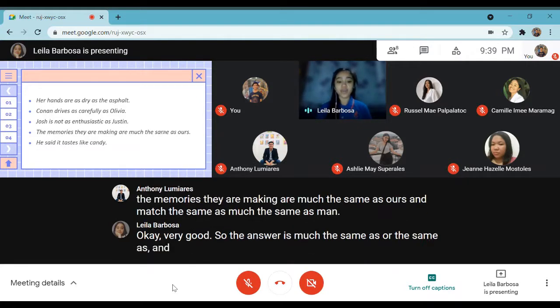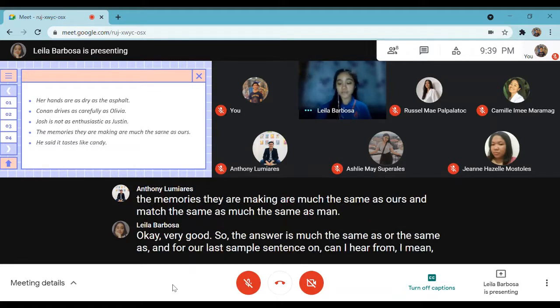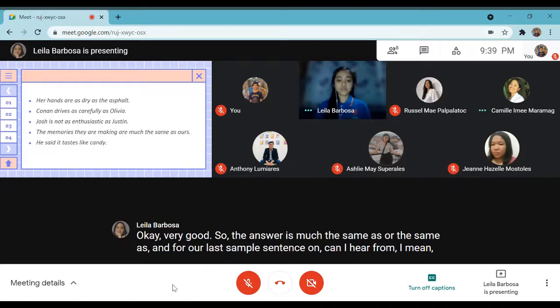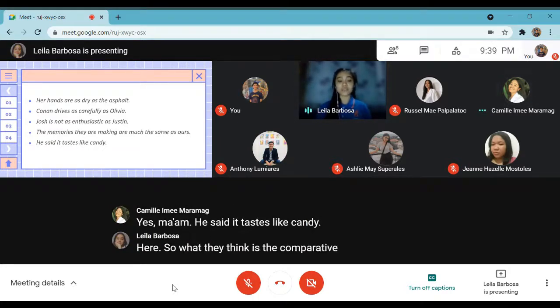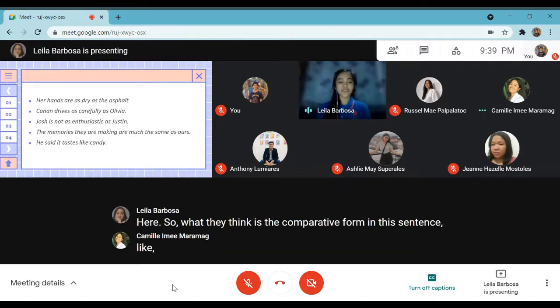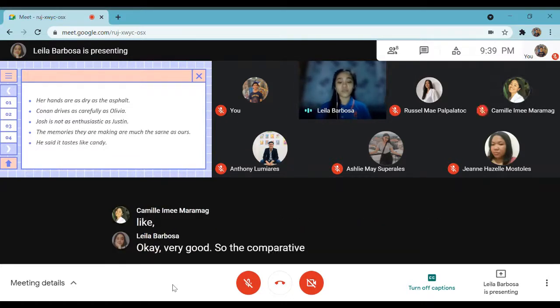For our last sample sentence, can I hear from Aini? Yes, ma'am. He said it tastes like candy. What do you think is the comparative form in this sentence? Like. Okay, very good. The comparative form used in this sentence is the word like.